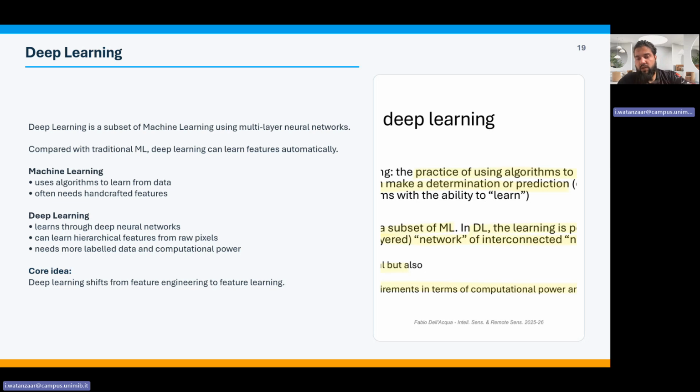In the case of high resolution, it needs more labeled data and computational power. That's obvious because they are using a multi-layer neural network, so they will need more labeled data and high computational power. That's really important. The core idea is that learning shifts from feature engineering to feature learning here. We were doing feature engineering, extracting features from the data using traditional methods, but now it's really important that we move to feature learning. Based on feature learning, we are introducing the spatial information into the thematic map. The main objective is thematic map generation.